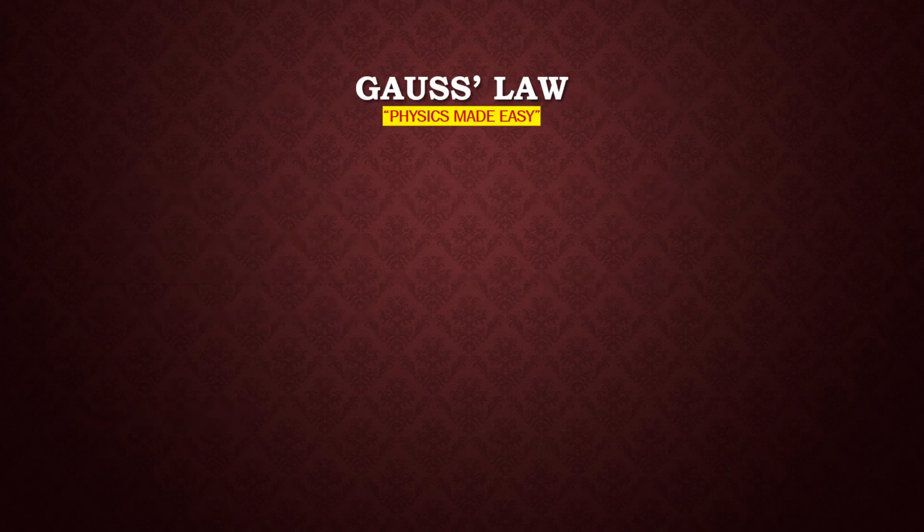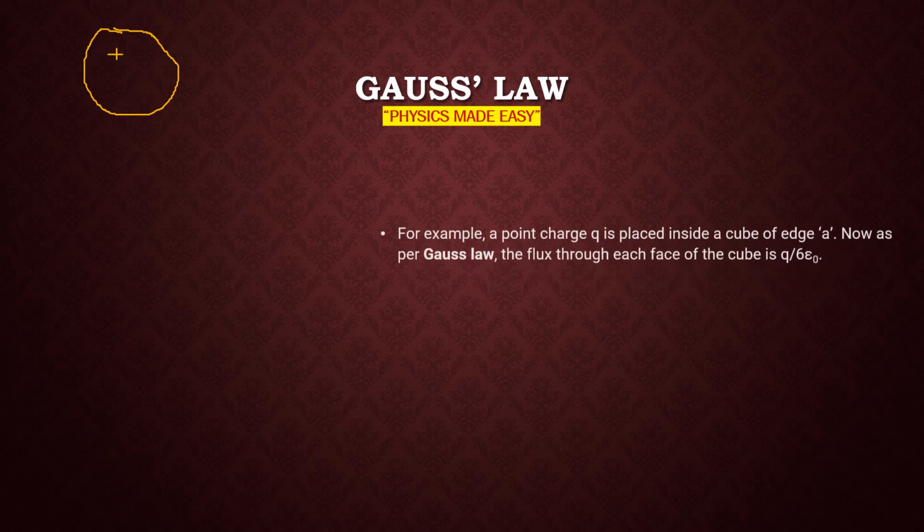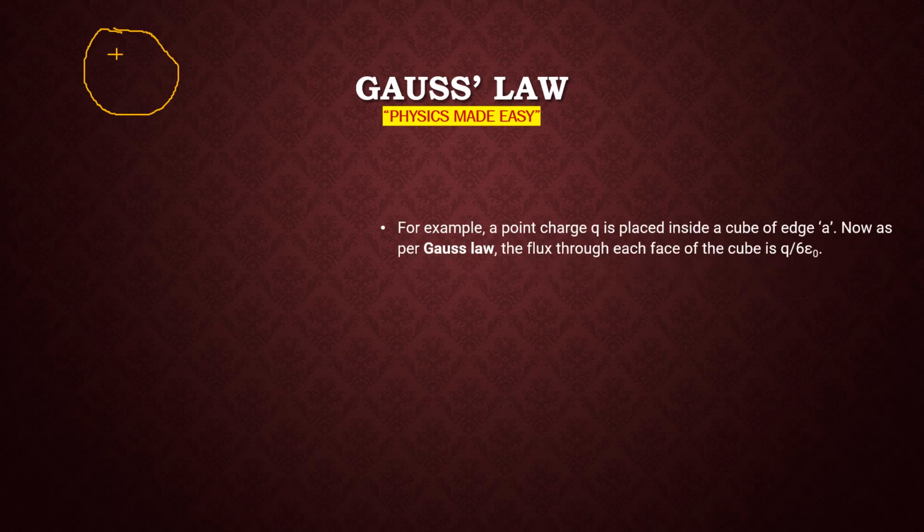Suppose we have a plus q charge enclosed in a closed surface, and we are trying to find the electric flux through this enclosed surface, which means that we want to calculate the total electric flux through any closed surface. Then we use Gauss law. We can also consider another example, like a point charge small q placed inside a cube of edge small a. Now, if we want to find the flux through each face of the cube, then again we use Gauss law. So what is the Gauss law?